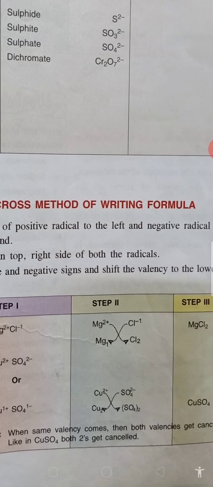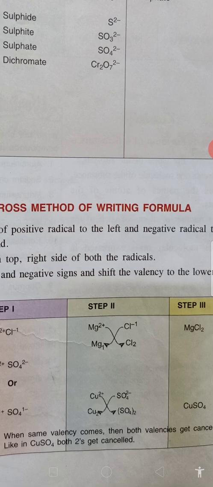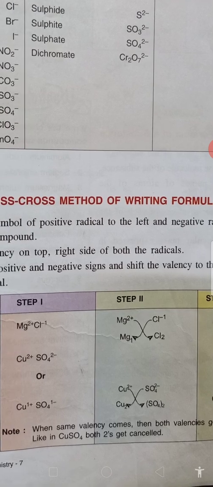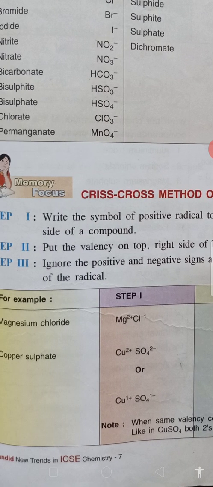Then the second step, children, is we ignore the plus and minus sign. Then the 1 valency of chloride we shift to magnesium, and the 2 valency of magnesium we shift to chloride. So the formula becomes MgCl2. In the same way, children, for writing copper sulfate, we write copper Cu plus 2, SO4 minus 2.